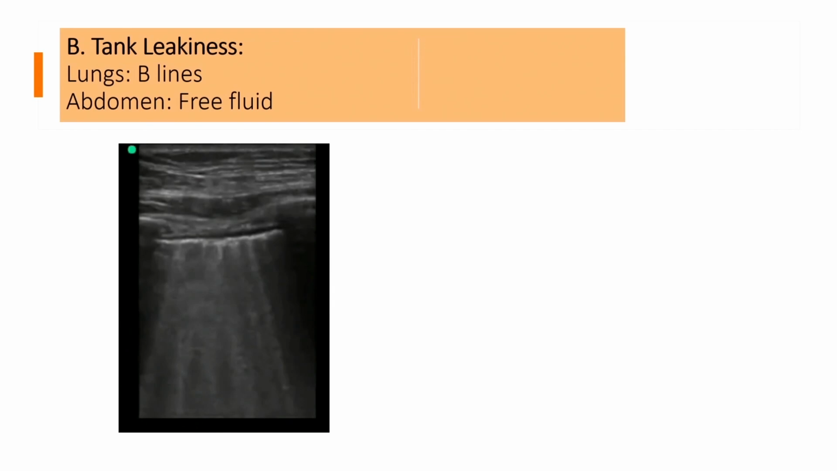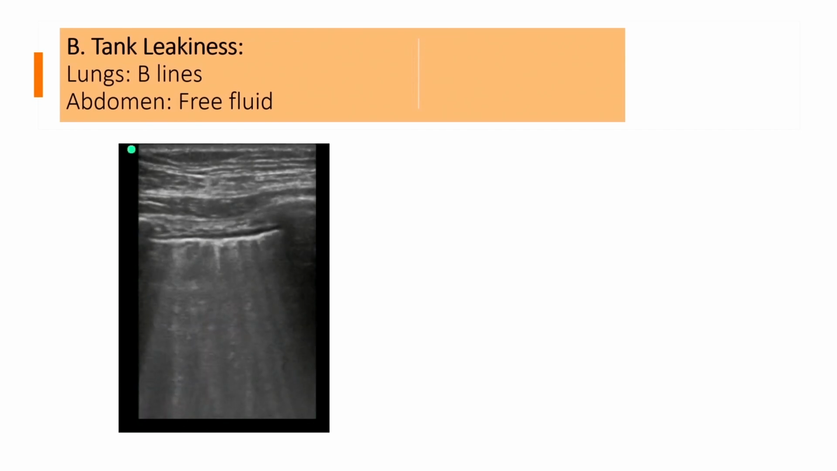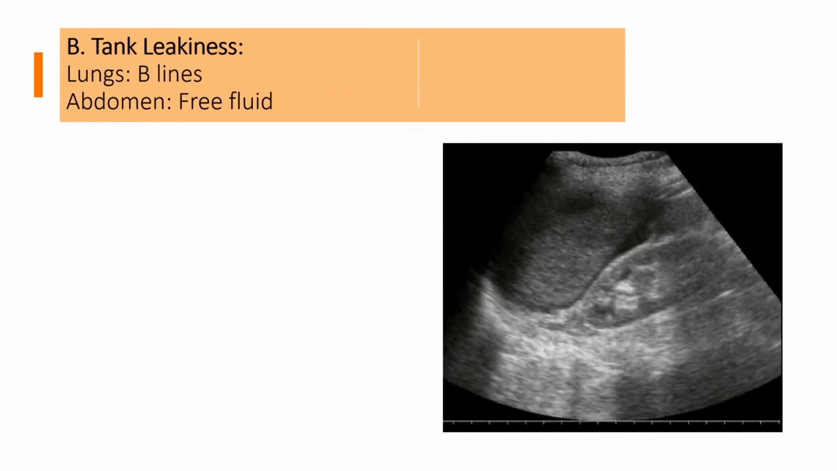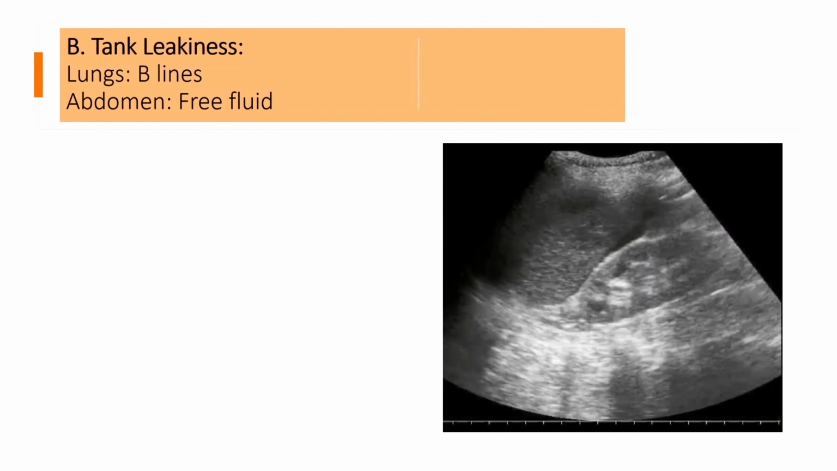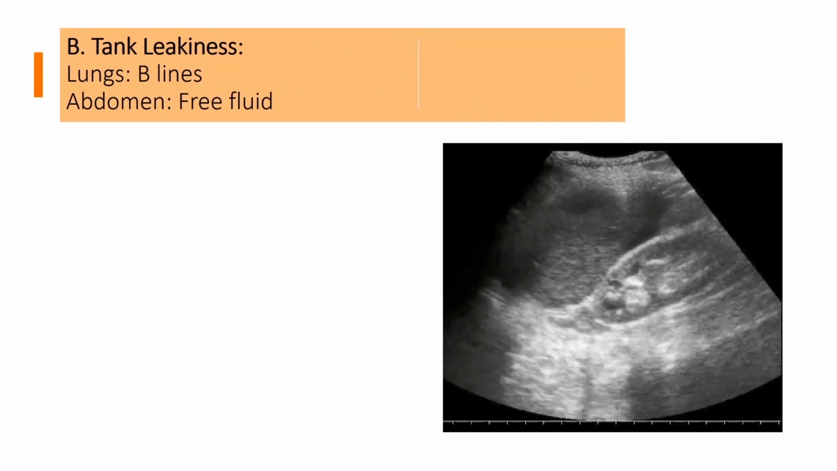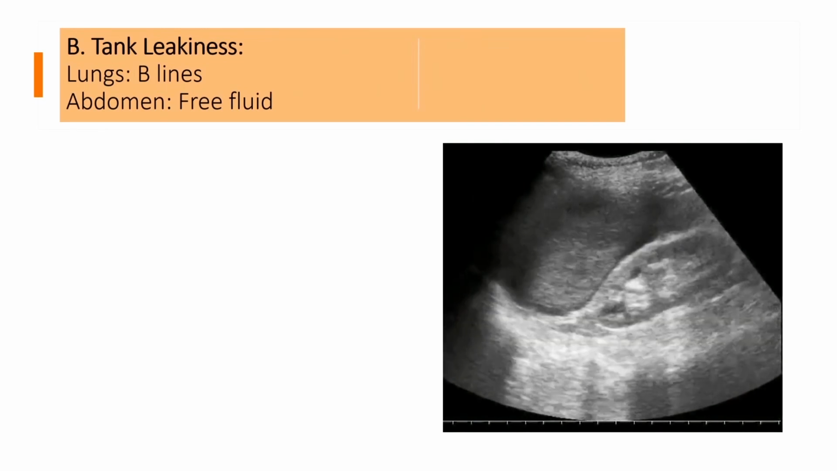When I said leakiness of the tank, I meant in the form of increased congestion of the lungs, and the things which you start seeing in the lungs is production of these vertical lines called B lines. And you can see free fluid within the abdomen. Here you can see some amount of free fluid in the Morrison's pouch is collected here.